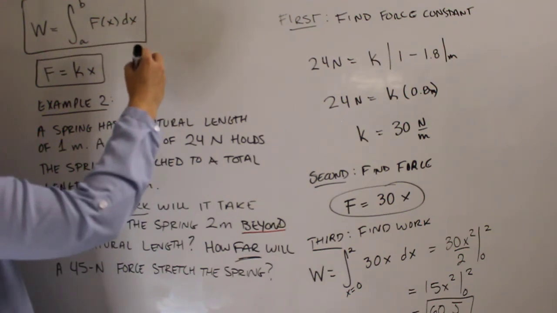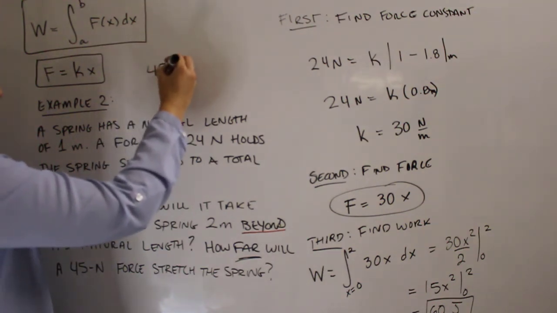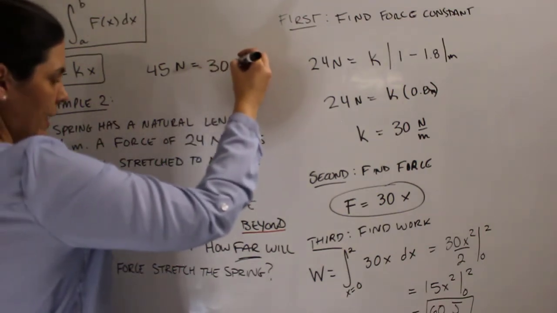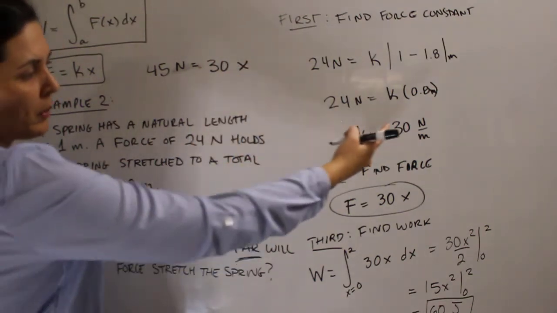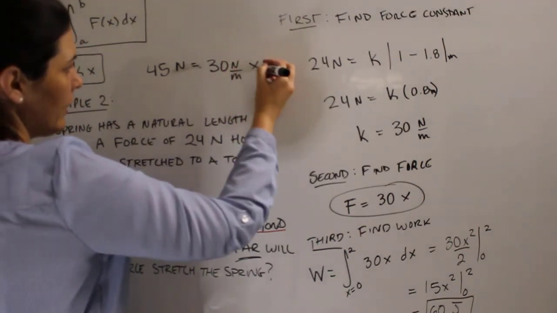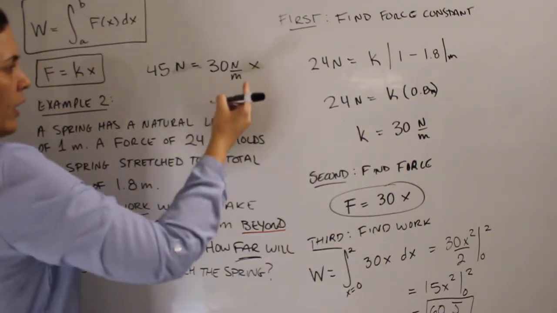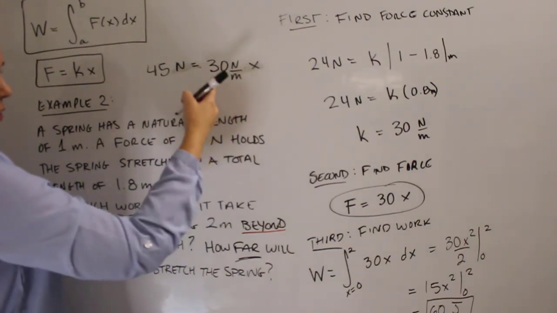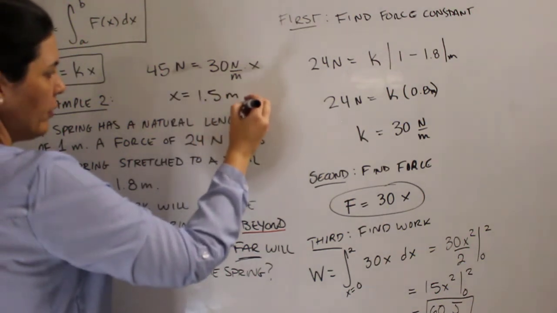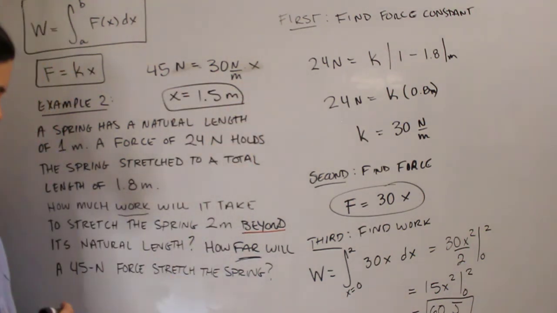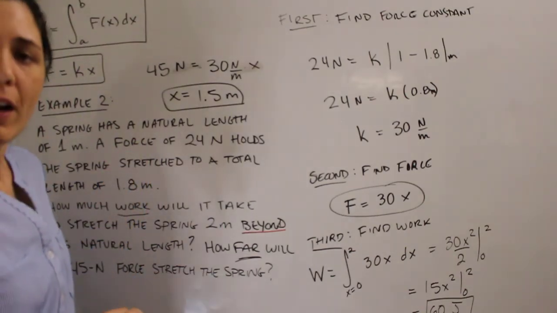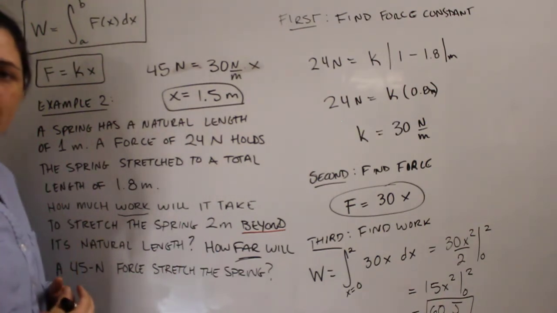So we're just going to plug right into our force formula. So I'll go ahead and do it up here. We know that the force is 45 newtons. This is equal to 30 times x. And remember 30 is newtons divided by meters. Okay, and then x is going to give us meters because it is a distance. So then we just solve for x and we end up getting 1.5 meters. Okay, so how far will a 45 Newton force stretch the spring? We will stretch it 1.5 meters from its natural length.